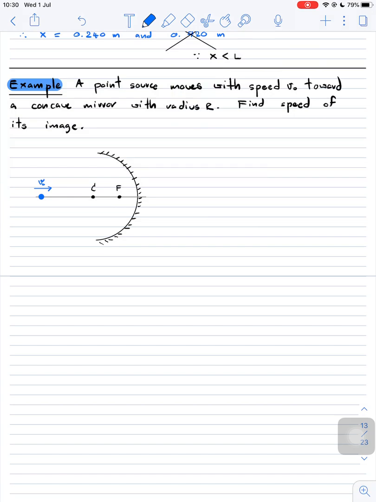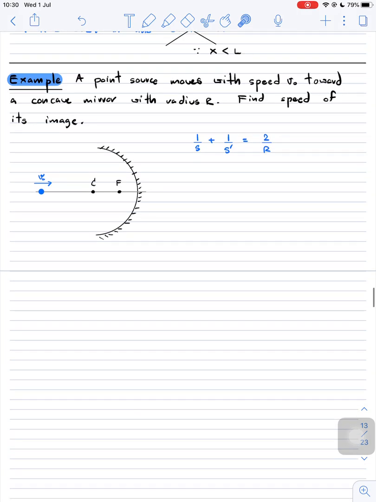So let's just start from this equation: 1 over s plus 1 over s prime equals 2 over r. Don't forget that in the case of a concave mirror, r is positive. Now s is going to be the object distance, so it's this distance. If the object is here, then we know that the image should be somewhere here. So this is going to be the image distance, s prime, and this image is moving to the left-hand side with velocity equal to v.